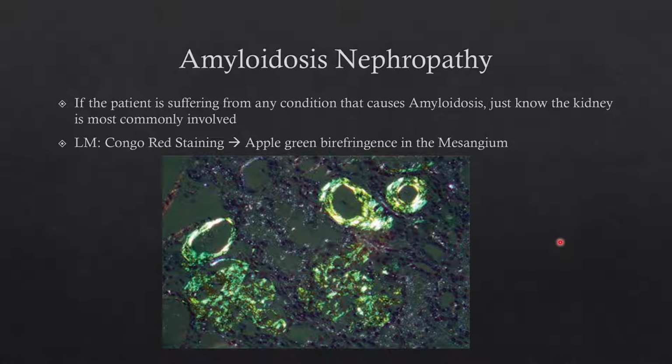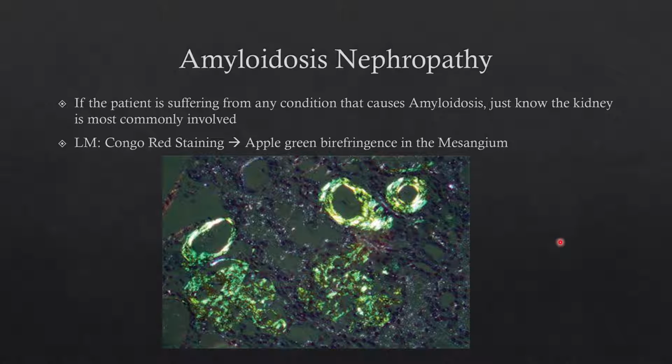In amyloidosis, remember there's just a billion things that can go on with someone that is suffering from anything that results in an increase in amyloid. This will almost always cause some issue with the kidney. And the big thing is amyloidosis nephropathy. So if they're suffering from any condition, just know that the kidney is most commonly involved.